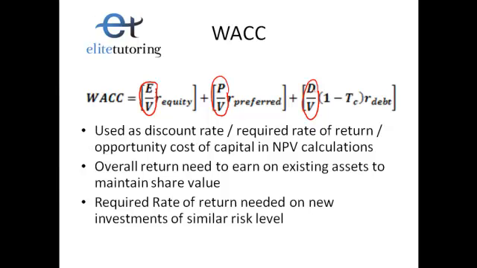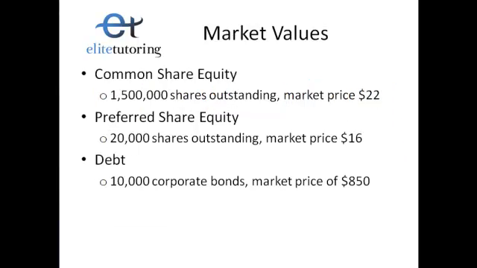We would then get the weightings for each of these types of capital. The total value of the company equals the value of equity plus the value of preferred plus the value of debt. To get the weightings for equity, we would take the value of equity over the total value, the E over the V. For the weighting in preferred, we would take the value of the preferred over the value of the whole firm. And for the weighting in debt, we would take the value of debt over the total value of the firm. Together, these weightings will sum up to 1.